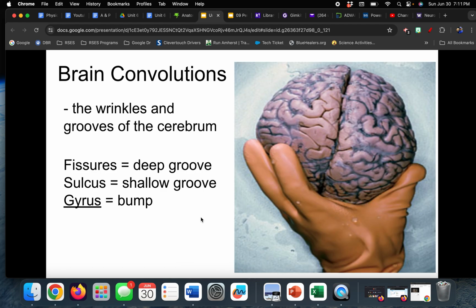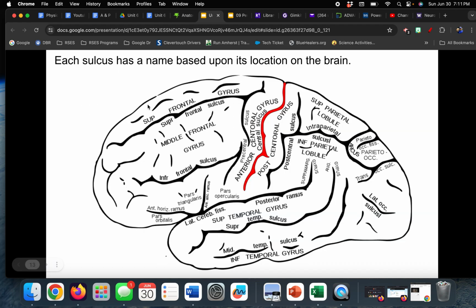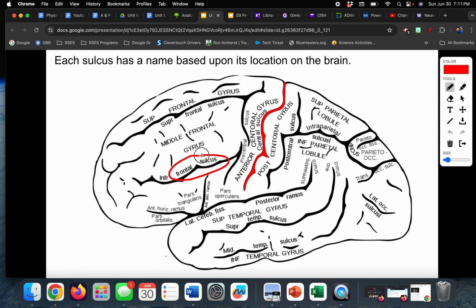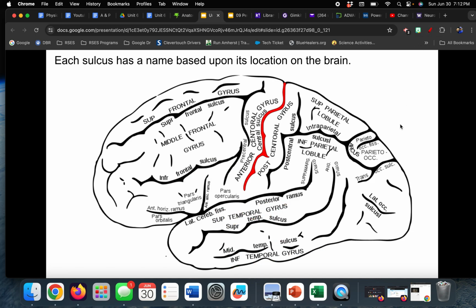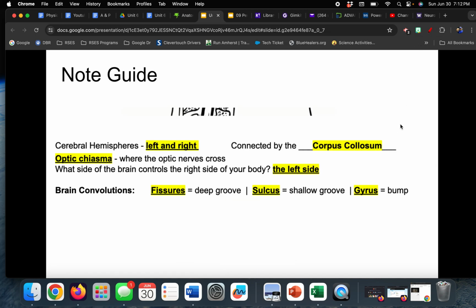And each of those shallow grooves, the sulci, has a name based upon its location in the brain. So frontal sulcus is in the front of the brain. Superior temporal gyrus is in the temporal region, and an inferior temporal gyrus, well, we know inferior means below. We're not going to have to know any of these names, don't worry. But if you did see one in the future, you can guess where it is just by knowing the bones of the skull, the parts of the brain, and our lovely anatomical terms like inferior, superior, and that sort of thing.